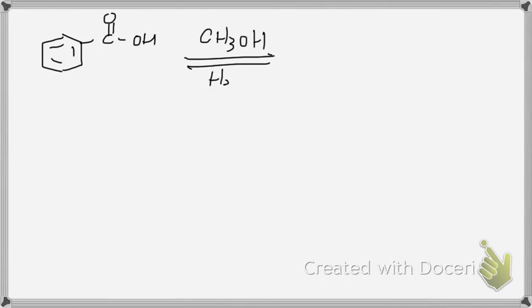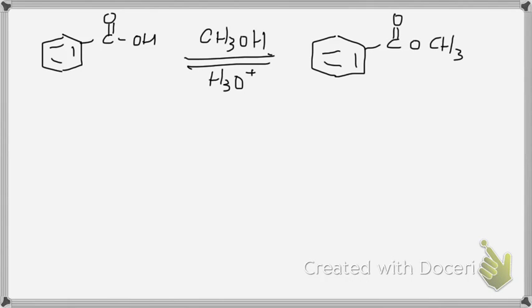Some examples here. Benzoic acid, the starting material. Methanol, under acidic condition, that's our reagent. And the product should be the methyl ester of benzoic acid. We also name it methyl benzoate. We will talk about the nomenclature in the next chapter.